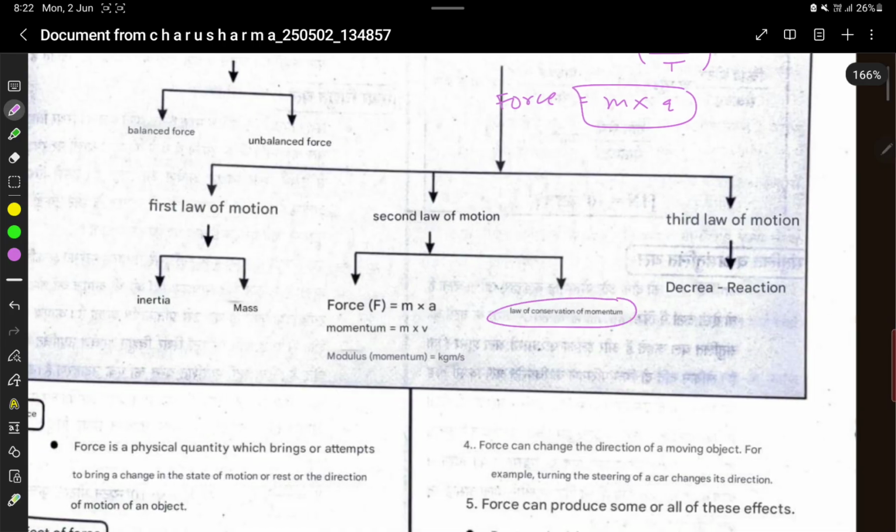In the second law of motion, we also talk about the conservation of momentum. What do you mean by conservation of momentum?